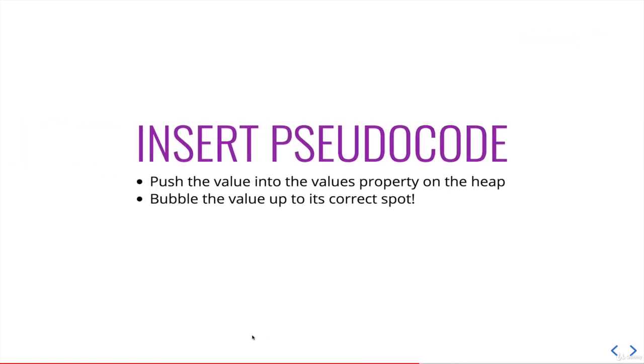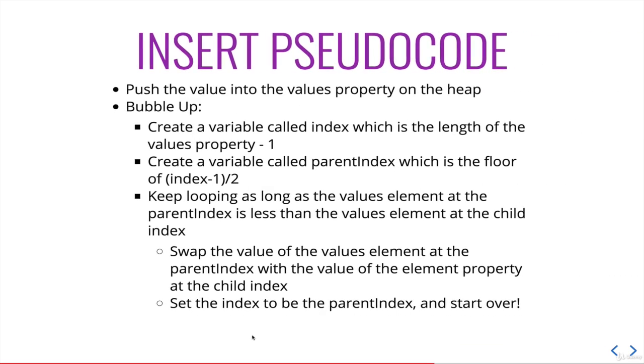Again, insert, just push to the very end of the list or the array that you're using to store the values, and then bubble up. And here's a pseudocode for bubble up. So try it on your own. Write 2 methods if you prefer, or do it all in one insert method. In the next video, I'll have an implementation.